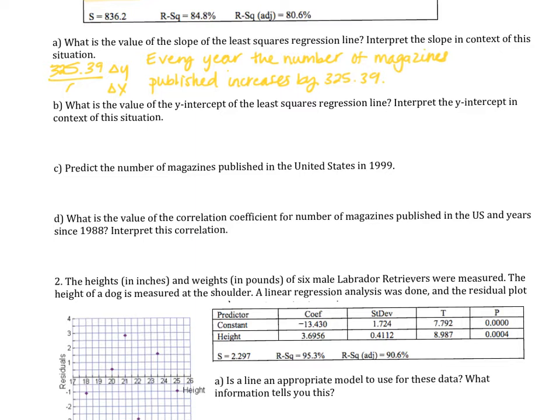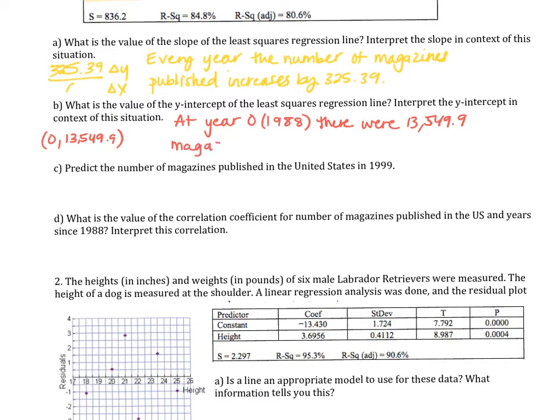What is the value of the y-intercept? Your y-intercept is next to the word constant. And remember, your y-intercept is when x is 0. So 0, 13,549.9. So at year 0, which is 1988, there were 13,549.9 magazines published.